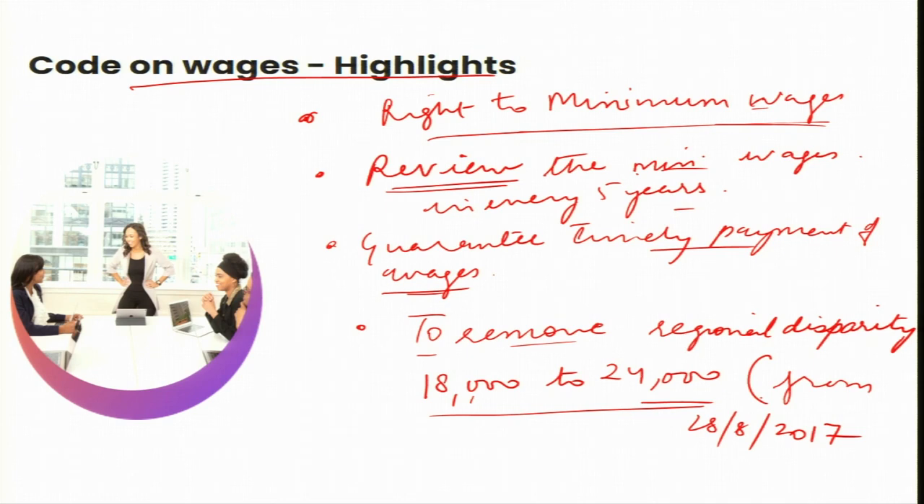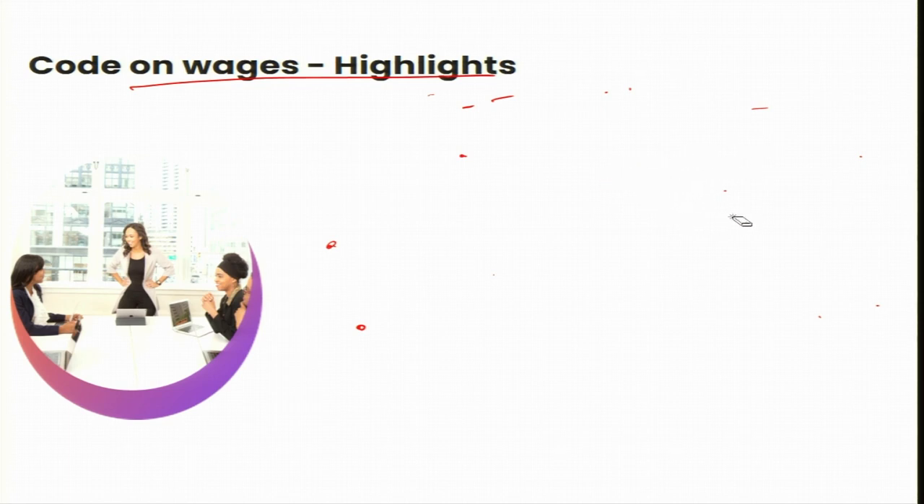So these were some of the highlights of the code on wages, and it's important for us to now understand what chapters it entails, what it includes, and how it is important to take care of those things. We'll be talking about each and every code, and I'll give you a bird's eye view of what is there in the code on wages, what the various chapters are, and you may get a summarized view on the code on wages as well.